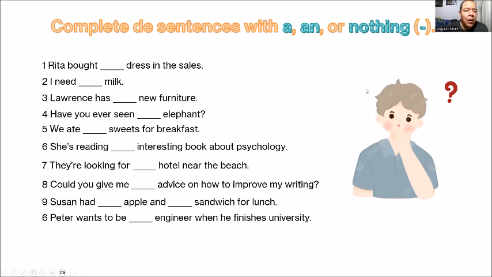Okay, then we have this other exercise. Complete the sentences with a, an, or nothing. It is not necessary an article. Let's see. Number 1. Rita bought a dress in the sales. Number 2. I need milk. Number 3. Lawrence has new furniture.